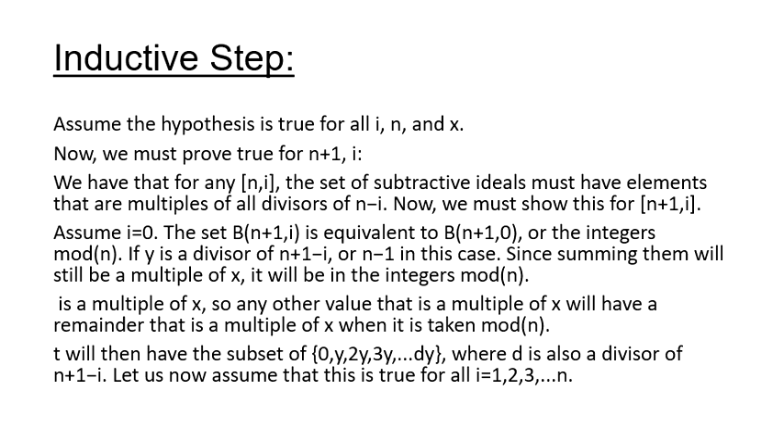So assume that i equals 0. The set b sub n plus 1 comma i is equivalent in this case to b sub n plus 1 comma 0, or the integers mod n. If y is a divisor of n plus 1 minus i, or n minus 1 in this case, since summing them will still be a multiple of x, it will be in the integers mod n. Any other value that is a multiple of x will have a remainder that is a multiple of x when it is taken mod n. It also has the subset of 0, y, 2y up to dy, where d is also a divisor of n plus 1 minus i. Now we assume that this is true for all i from 1 to n.